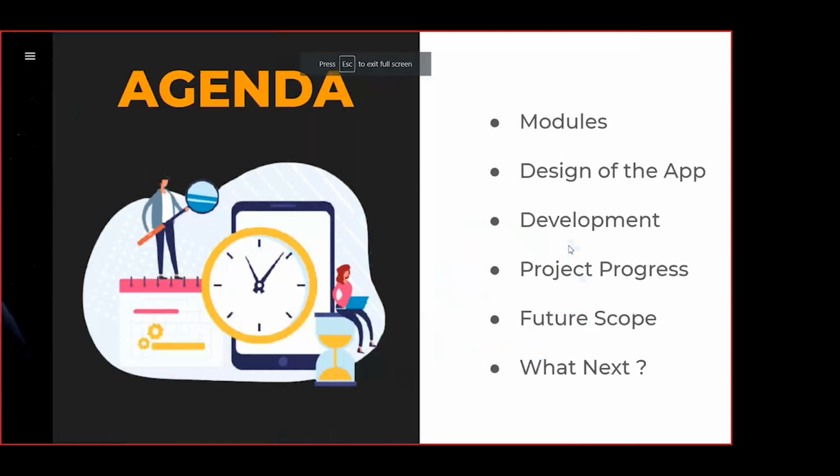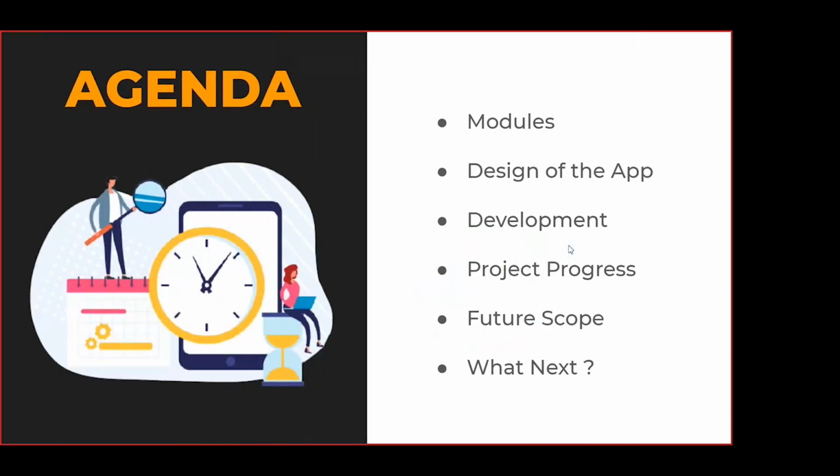Today, this is what we are going to present with you. In the beginning, we'll talk about what we have been developing in this project. Next, design of the app and UML diagrams. Later on, our project demo, prototype, and our project progress. Finally, we'll be talking about future applications and advancements in this Android app.